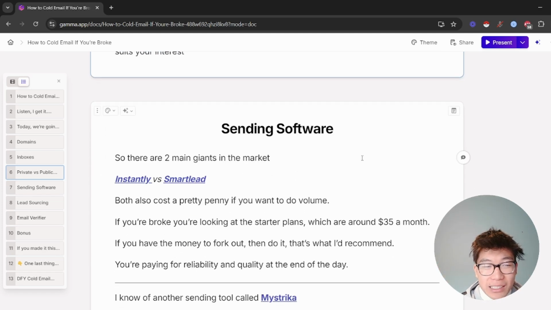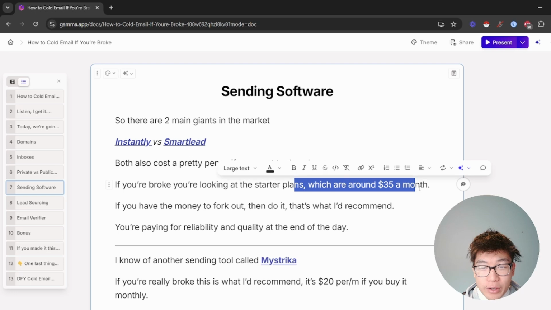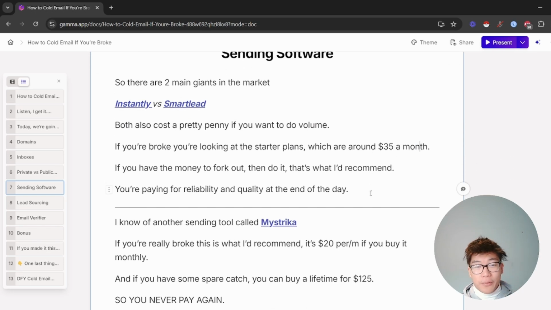Right. So the next thing is sending software. There are two main giants on the market for sending software: Instantly and Smartlead. And to be honest, both cost a pretty relative amount. From what I know of the two of them, it's about 35 to 39 for the first plan, and then the next plan up is about 95 to 105, something like that. I haven't looked at it in so long because it's just on payment. So if you're broke, you're going to be looking at the starter plans, which are around $35 a month. If you have the money to fork out, then do it.